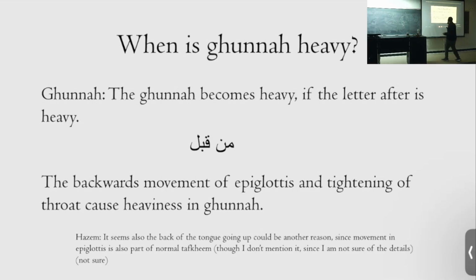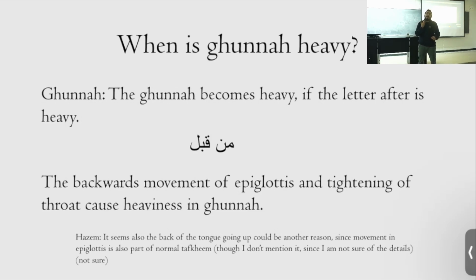What's in the book? And again, put an asterisk on what I'm going to say right now because I need to research more on it. But that's in the book, okay? What's the idea? Generally in heaviness in general, the epiglottis actually moves backwards a little bit. Part of the throat actually goes back a little bit. There's a tightening of the throat, like the space gets tightened, okay? With the back of the tongue going up causes the heaviness.